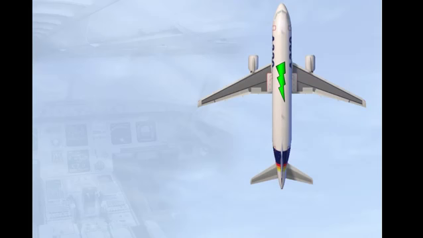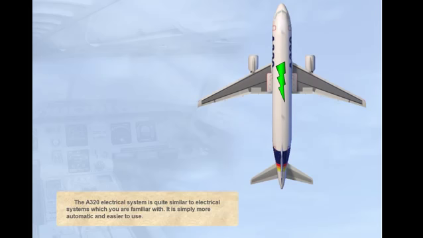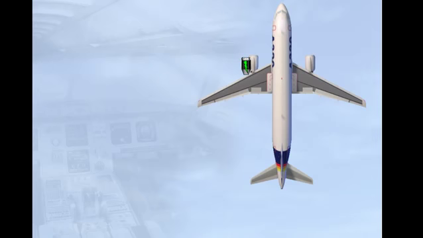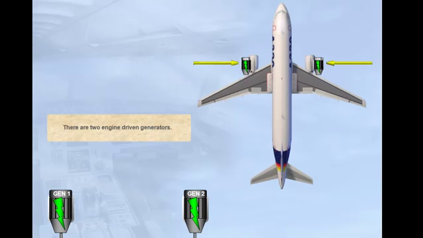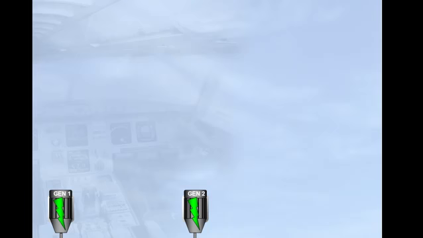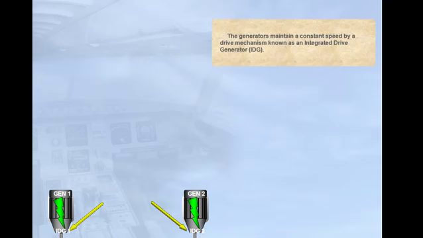The A320 electrical system is quite similar to electrical systems which you are familiar with. It is simply more automatic and easier to use. There are two engine-driven generators. The generators maintain a constant speed by a drive mechanism known as an integrated drive generator, IDG.